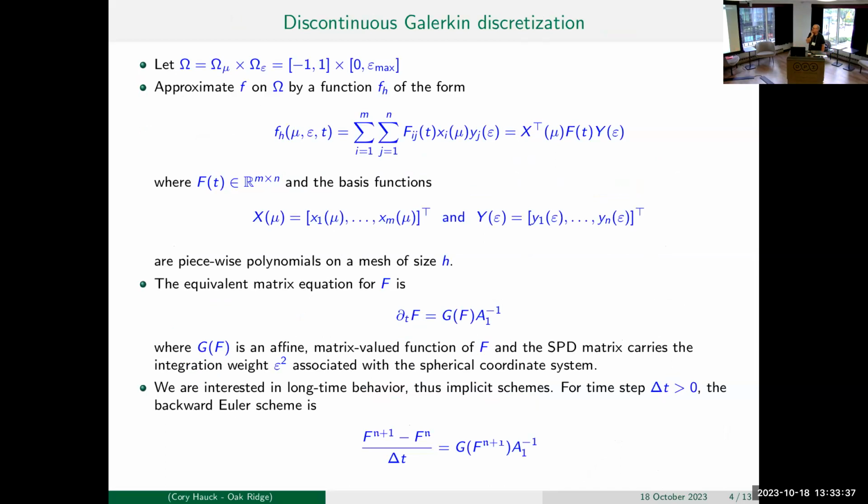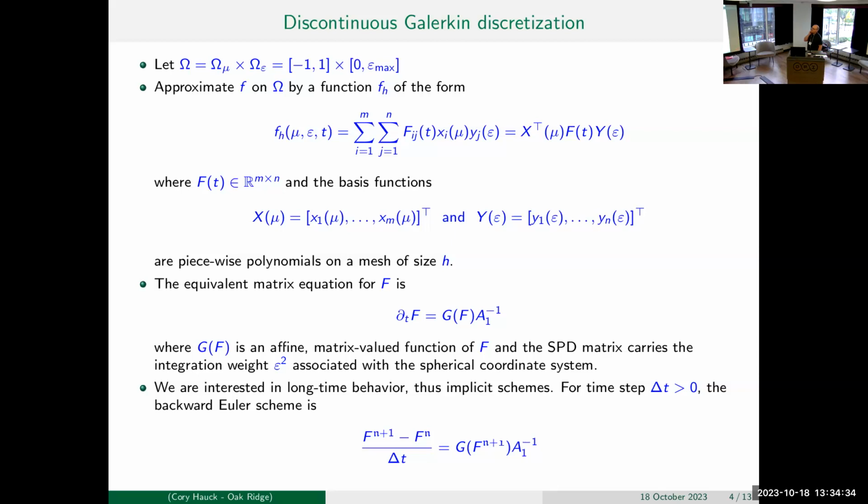Okay, so I'm interested in using discontinuous Galerkin methods for this discretization. So I'm going to take the space omega, which is essentially this variable mu, tensor product with this domain in epsilon, and I'm going to approximate f on that space with the function f_h. h is the dimension of the mesh, and so I simply write it out as a sum of variables in mu and epsilon with coefficients capital F_ij, and I can write it in this matrix product form, and then this capital F is just a matrix. And these basis functions are just basically piecewise polynomials sitting on the mesh. And so this is going to be a matrix problem, not a tensor problem. So we're interested eventually in tensors, but we're doing some analysis of some basic structural properties. And so we're going to start with the matrix formulation.